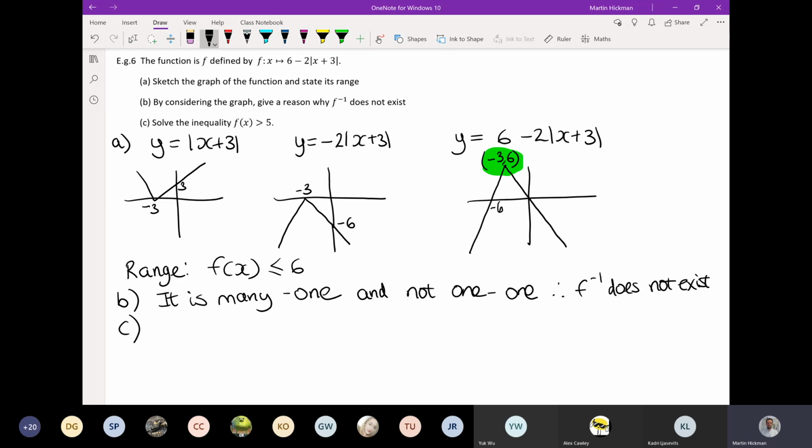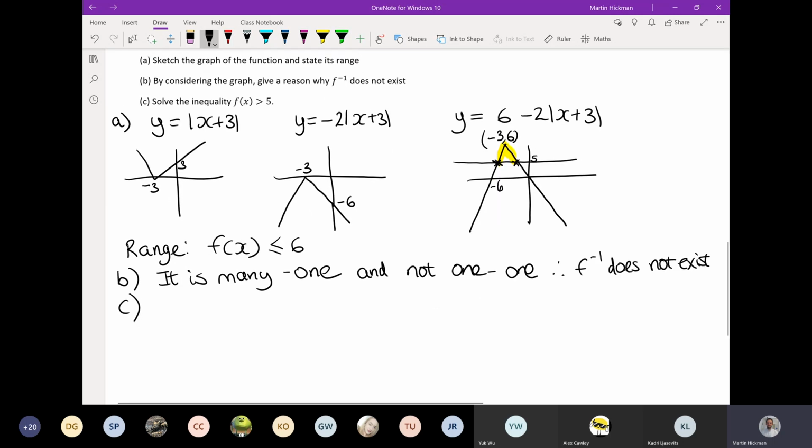Finally, we're going to solve this inequality, f of x is greater than 5. So I would look at my graph here, and I'm just going to draw a line here and say that this is the line y equals 5. And because I'm solving this inequality, basically I'm looking for anything that's above this line, okay? All these values here are greater than 5.